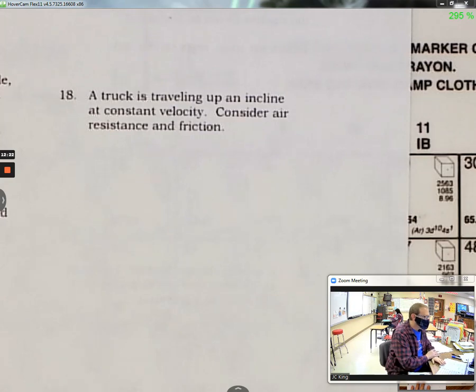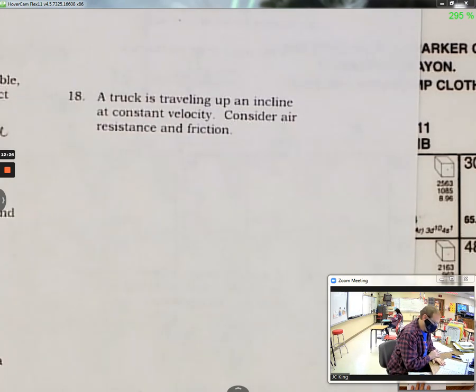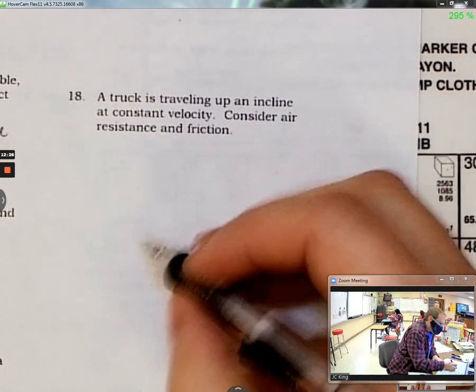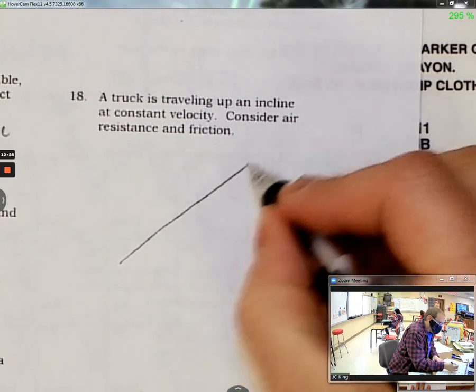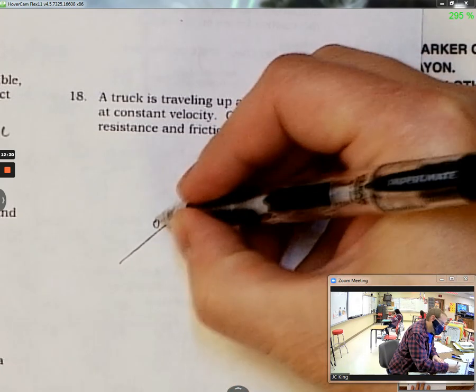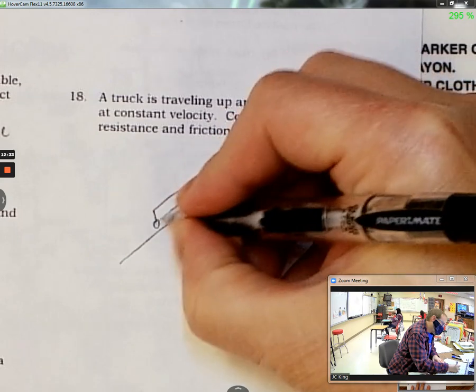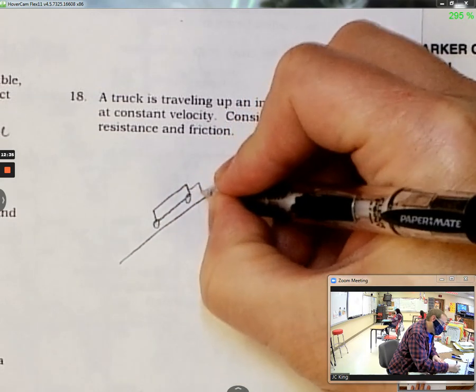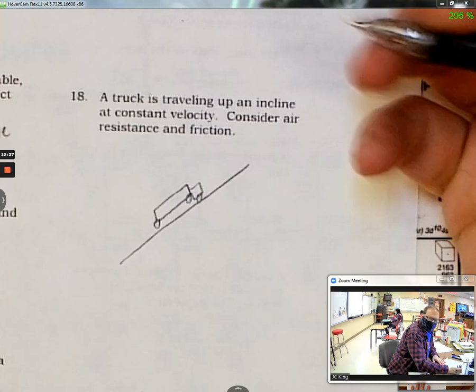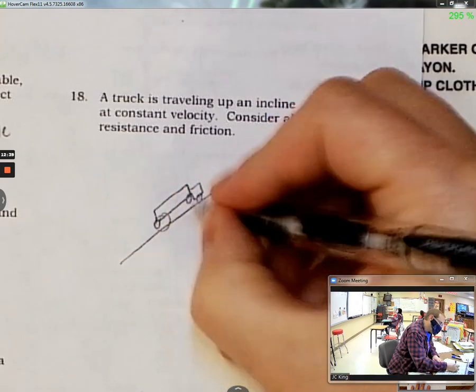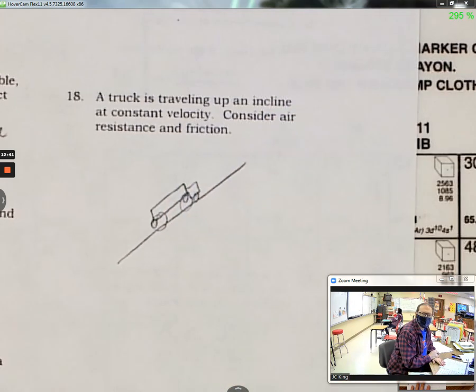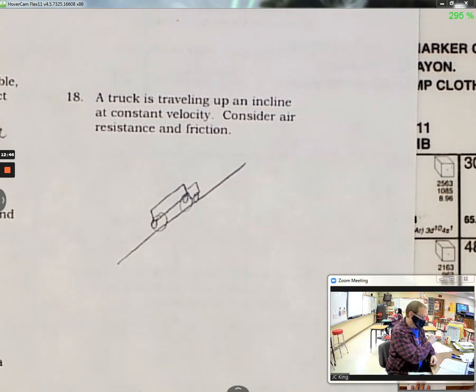Ooh, a truck is traveling up an incline at constant velocity. Cool. All right. Truck. Wow, that is a coked up truck. What is going on here? All right. Whee. ATV. All right.